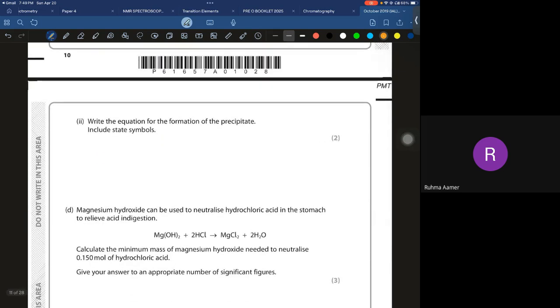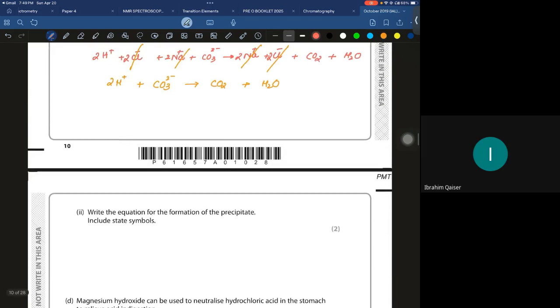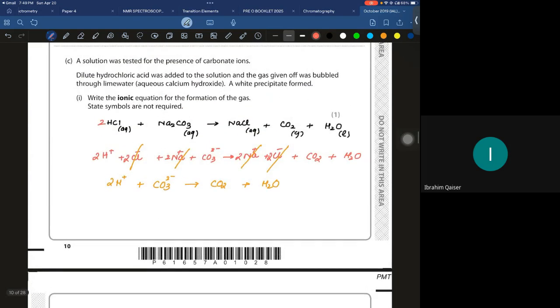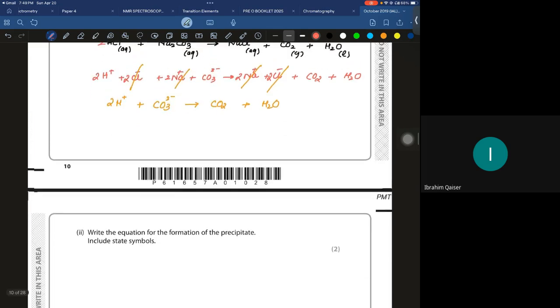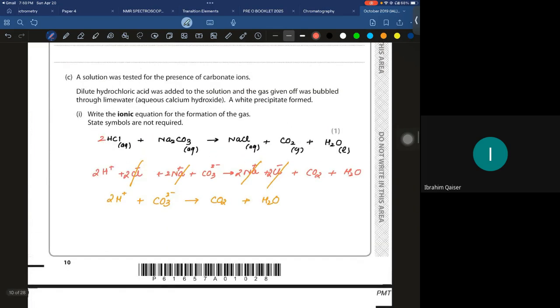Write the equation for the formation of the precipitate. Sir, was this lime water, the previous question? No, sir, basically they are saying we have to test the carbon dioxide through lime water. So sir, don't we write CaCO3 plus H2O? No, they are saying dilute hydrochloric acid was added to the solution and the gas given off was bubbled through lime water. Basically, they are just checking the presence of carbon dioxide. They are asking something else.